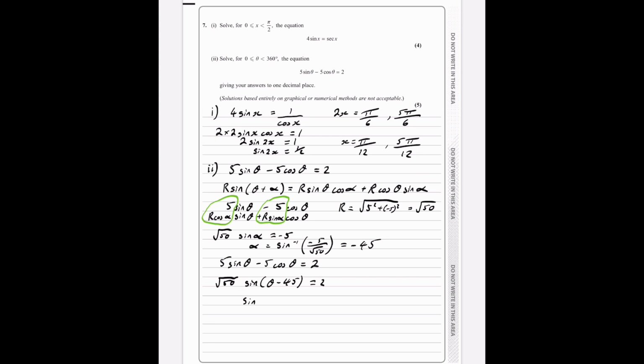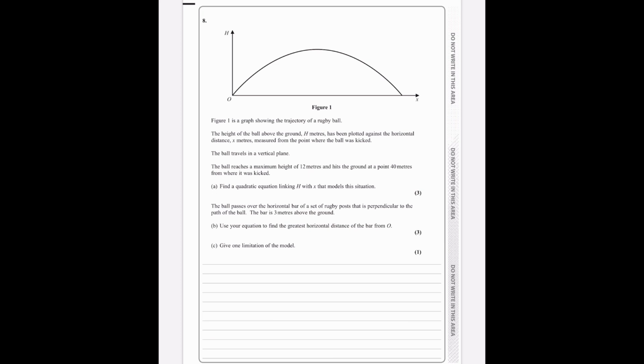Okay, so now we can just unravel the equation to find the solutions. Divide both sides by root 50 to begin with, and calculating inverse sine of 2 over root 50 will give us 16.4. To find the other solution, subtract 16.4 from 180 to get 163.6. And lastly, add 45 to both of those. 61.4 degrees and 208.6 degrees are the 2 solutions within the desired range.